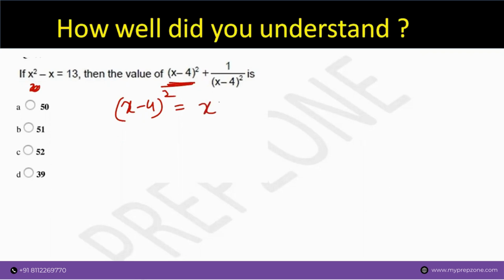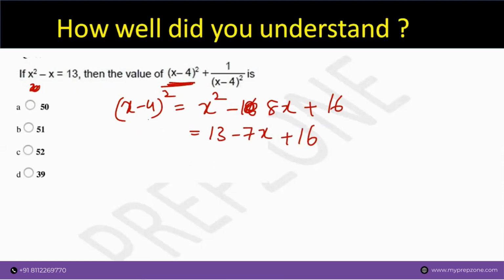Fair. So x minus 4 whole square is x square minus 8x plus 16. Now I only know the value of x square minus x equals 13, right? So I'll put the value of x square. x square is 13 plus x. So it is 13 plus x minus 8x, which will be minus 7x plus 16.